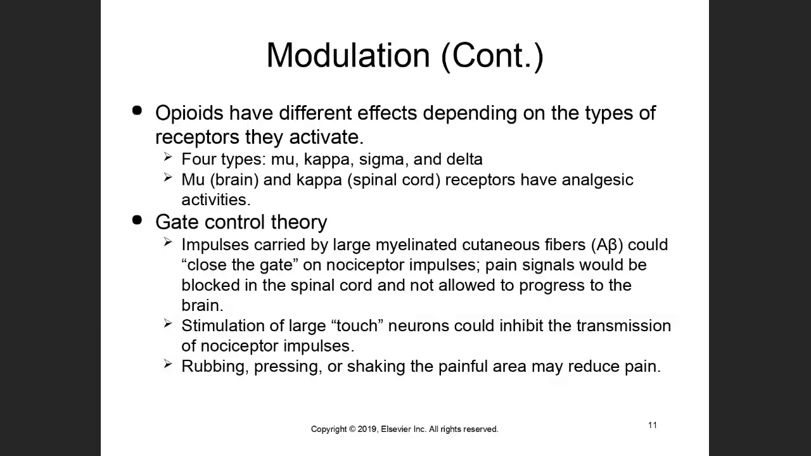Gate control theory: impulses carried by small unmyelinated fibers can be inhibited by stimulation of large fibers. Stimulation of large neurons could inhibit transmission of the pain impulse, and rubbing, pressing, or shaking the painful area may reduce pain.